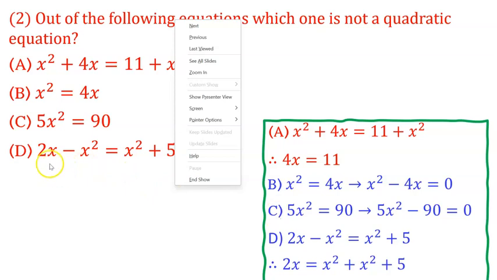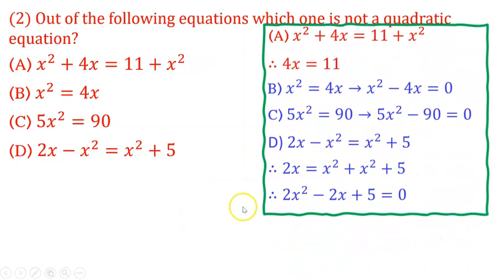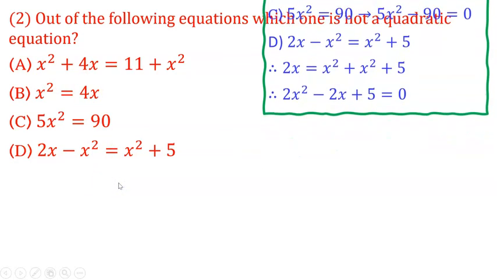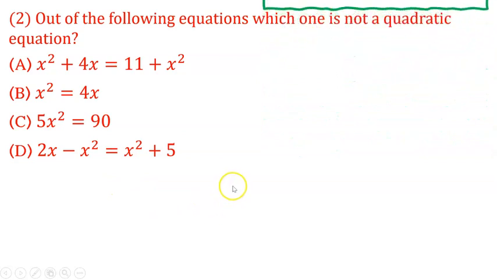Okay, and what about the D, that is 2x minus x square is equals to x square plus 5. If we simplify this, then you will get here 2x is equals to x square plus x square plus 5. Okay, see this here, x square plus x square, that is 2x square, and if we simplify this, then you will get here 2x square minus 2x plus 5 is equals to 0. Hence B is a quadratic equation, C is a quadratic equation, D is a quadratic equation, and first is not the quadratic equation. Okay. And hence here option A is correct.